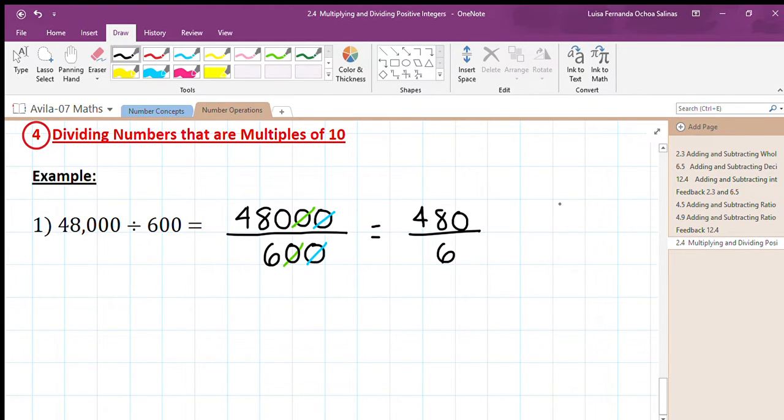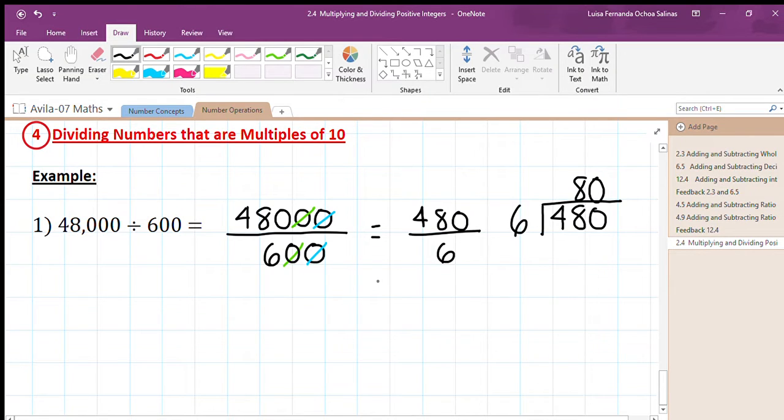So we do this one. Some of you might already know the answer. Divided by 6. So how many times does 6 go into 4? It doesn't go. So how many times does 6 go into 48? It goes 8. Exactly, so I don't have any remainder. And then how many times does 6 go into 0? 0. And your answer will become 80.